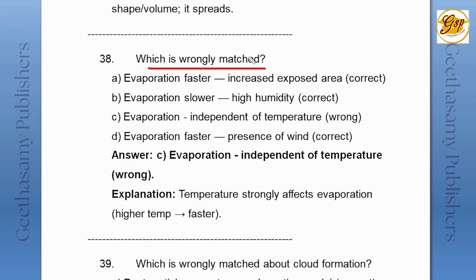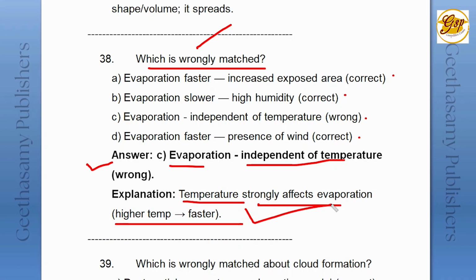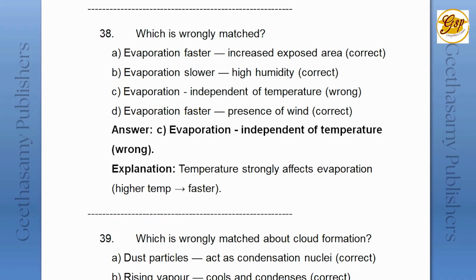38th question, which is again wrongly matched? Evaporation faster, increased exposed area, correct. Evaporation slower, high humidity, correct. Evaporation independent of temperature, wrong. Evaporation faster, presence of wind, correct. So the answer is evaporation independent of temperature, wrong. Actually it is dependent. Temperature strongly affects evaporation: the higher the temperature, the faster the evaporation, right.